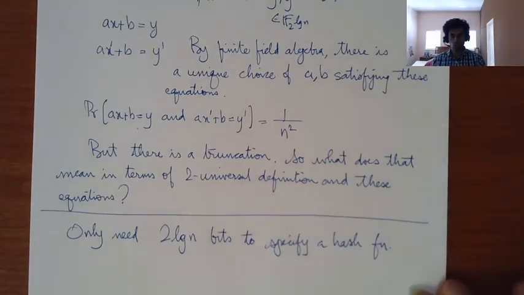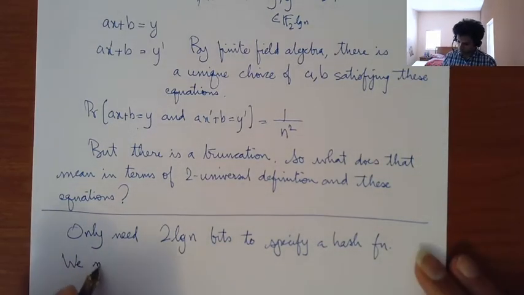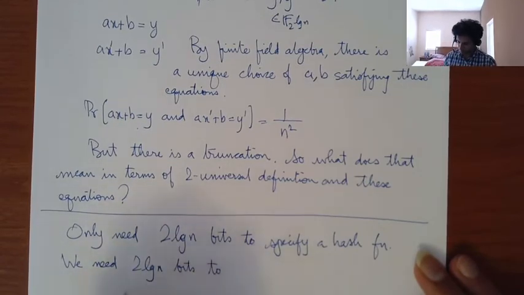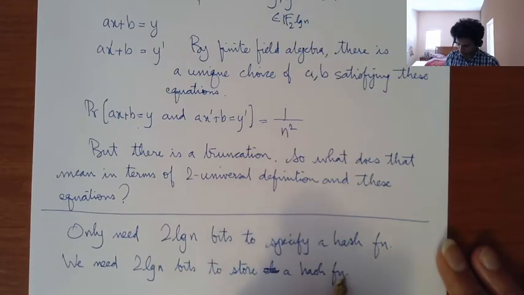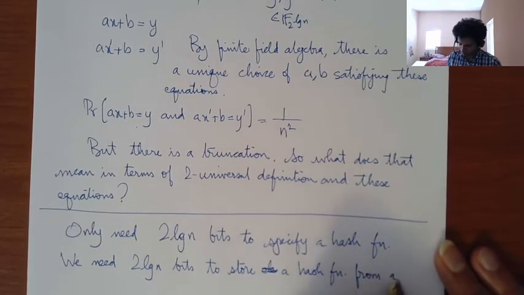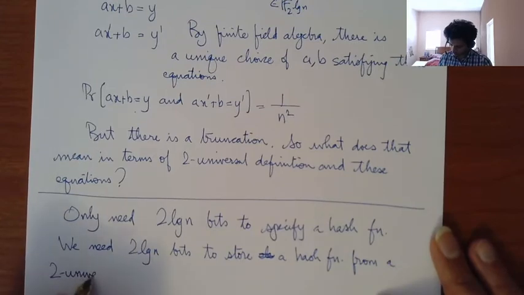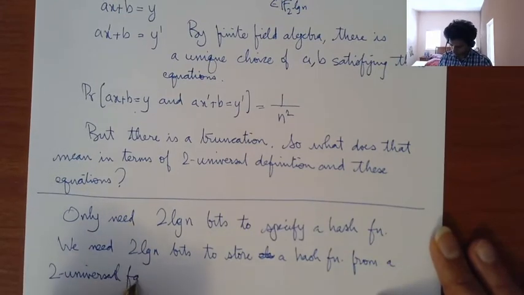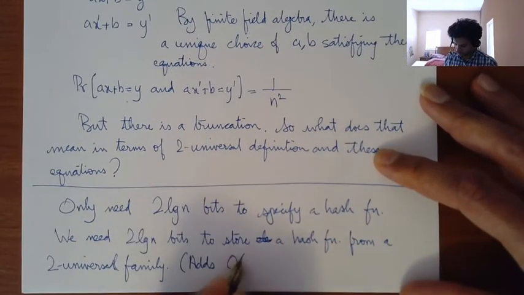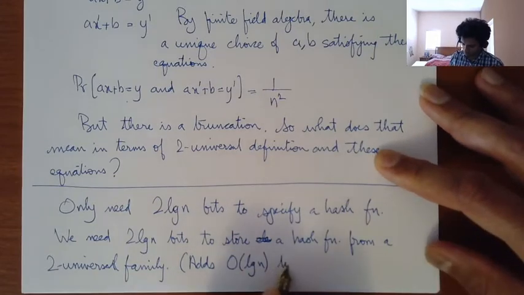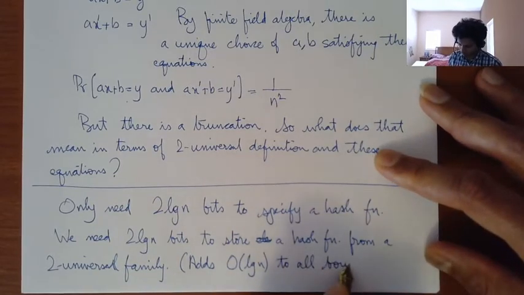You only need 2 log n bits, right? So we need 2 log n bits to store a hash function from a 2 universal family. So this adds O of log n to all the bounds above.